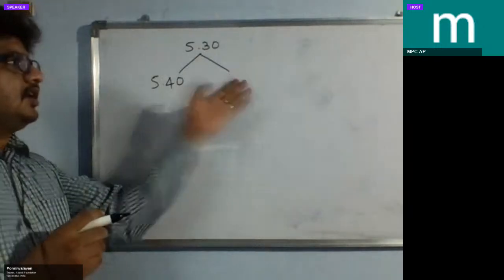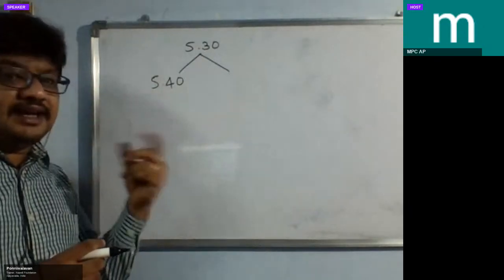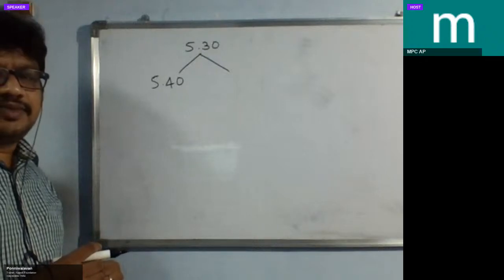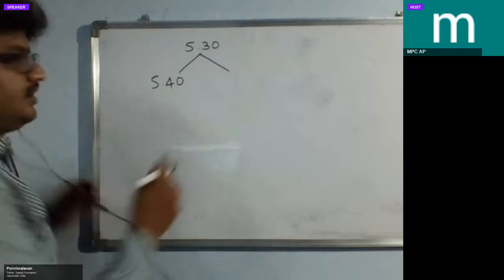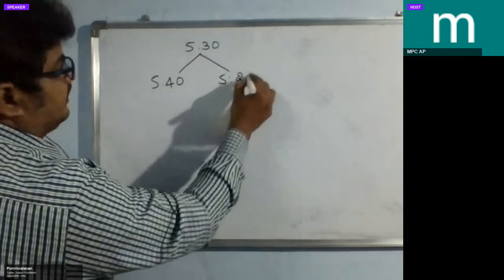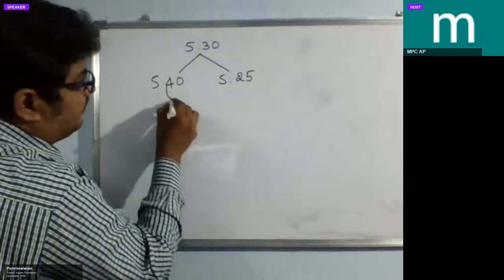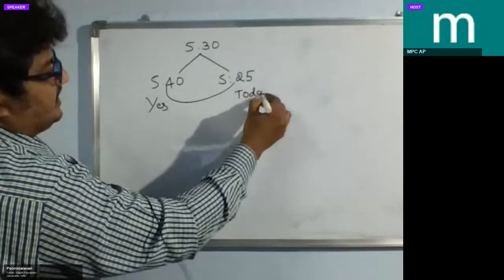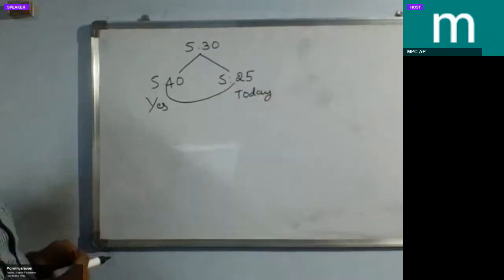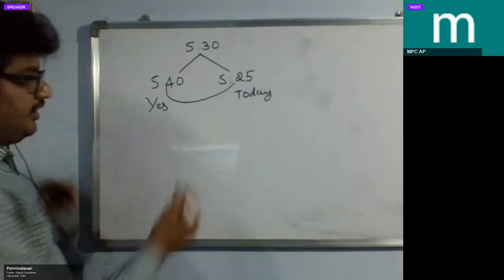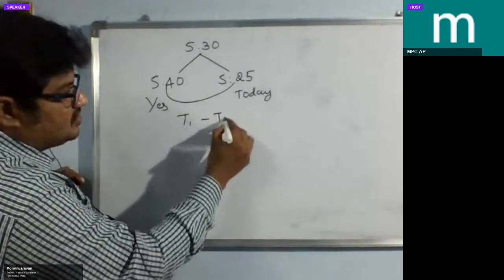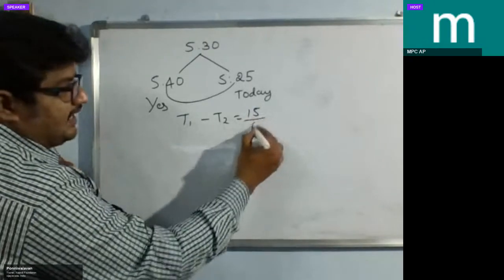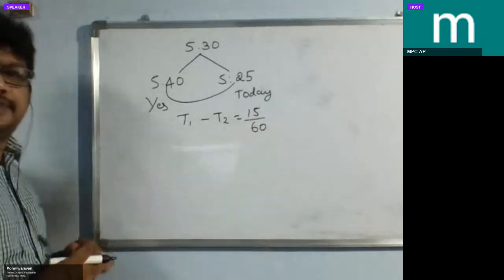Today, he was 5 minutes earlier. So what time did he reach? 5:25. What is the time difference between yesterday and today? 15 minutes. That means T1 minus T2 is 15 minutes. Correct? 15 minutes, I can write it as 15 by 60.